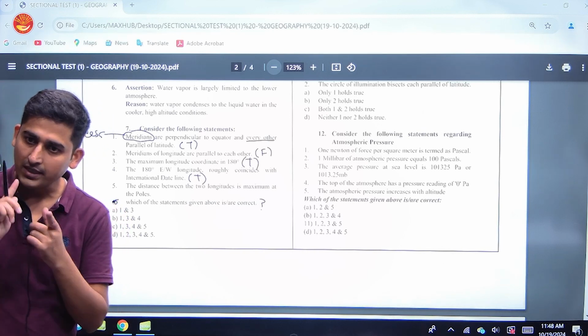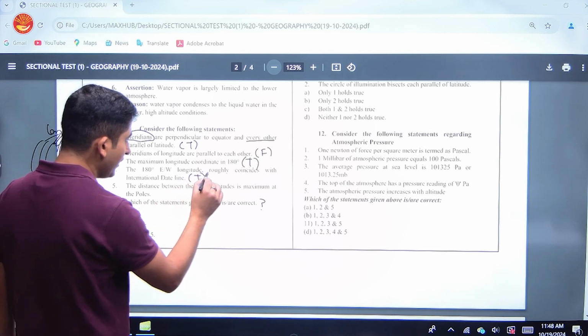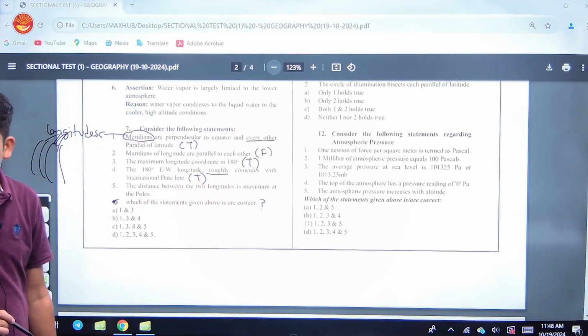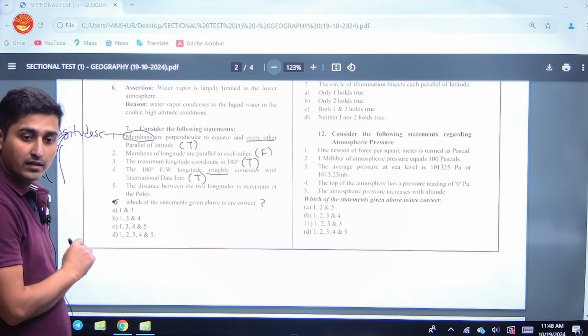180 degree east and 180 degree west, they are the one and the same, and yes, they roughly coincide, not exactly, but they roughly coincide with the international date line. Okay.